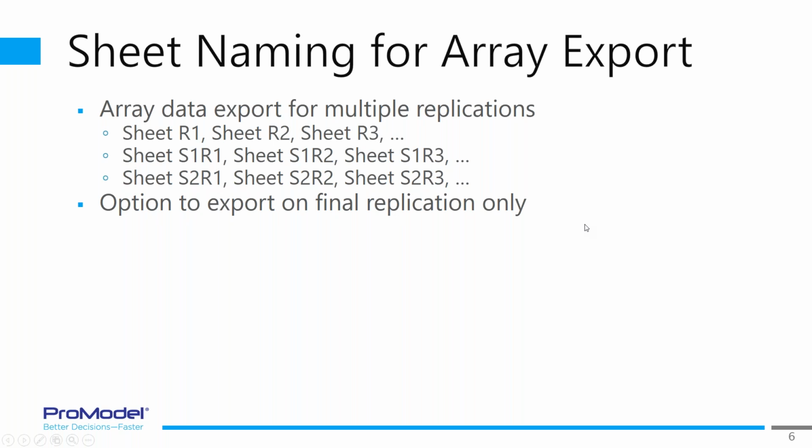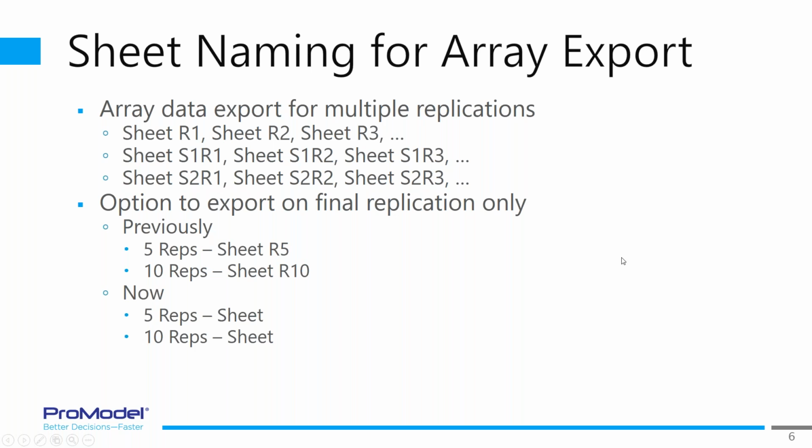Well, some of you may have noticed this. If you have that checked, and you change the number of your replications, then it writes out to a different sheet. So for example, let's say you ran 5 replications first and you checked to only export on the final replication. That sheet name is going to be R5. And then if you change the number of replications, the next thing you know, its sheet name is going to be R10. It's a different sheet. Now what this allows you to do is, if you have that checked, it won't change the sheet name. Now, why is that important, you may be asking?